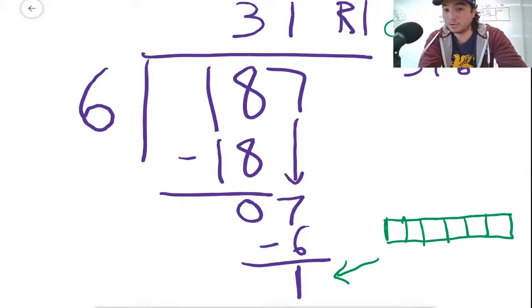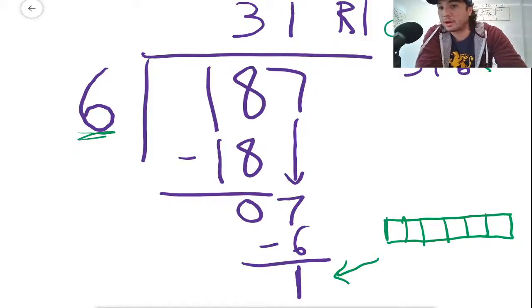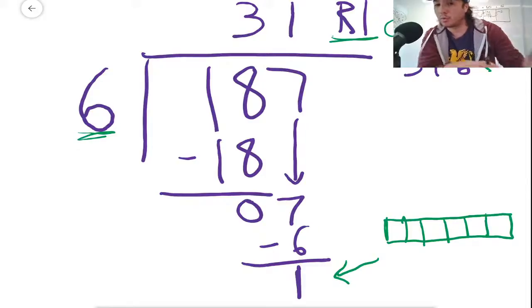Okay? If there was a remainder of 2, your answer would be remainder 2 or 2/6. Your divisor, the thing you're dividing by, that's always going to be your denominator in your remainder if you're writing your remainder as a fraction. Otherwise, you can simply write your remainder just as a whole number with an R in front of it. That's fine too. Makes sense?